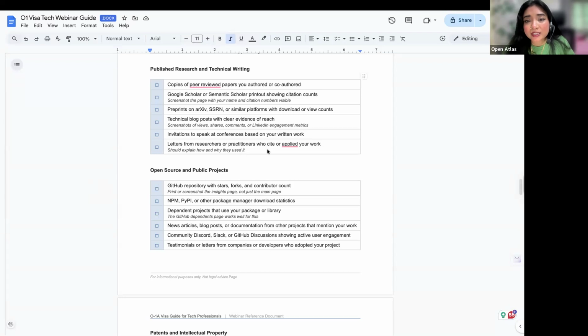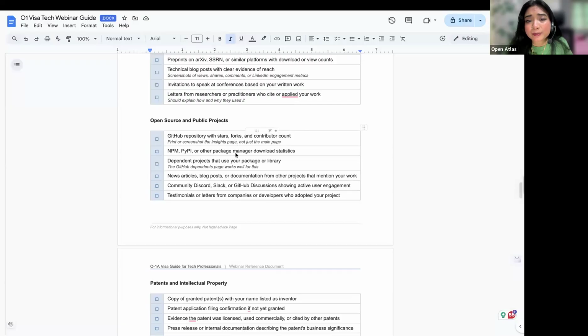Letters from researchers or practitioners who cite or applied your work. Definitely, that is one of the points that I wanted to discuss. If somebody at a professor level has already cited your work, you will get to know through the Google Scholar page or ResearchGate. You can check who has cited my work. You can reach out to them on LinkedIn, or if they have an email ID, write them an email. Ask them, hey, you have cited my work. I am going to apply for an immigration visa. Would you please give me a recommendation? Why have you cited my work? What moved you? And how are you seeing my work? It's going to be tremendously impactful in your petition.